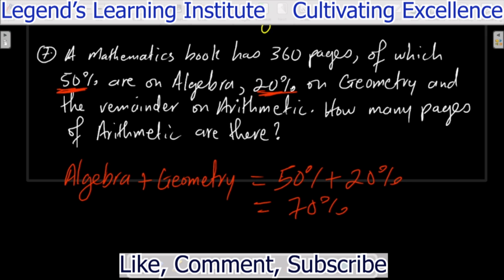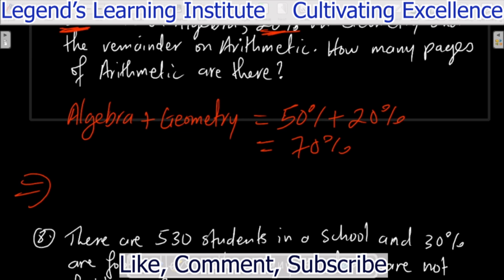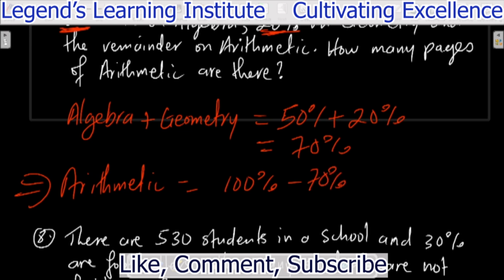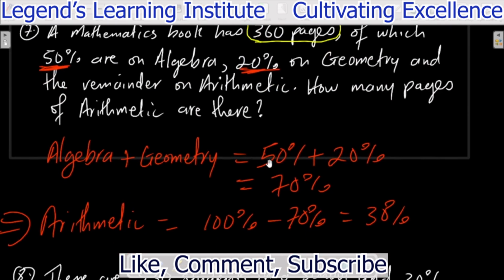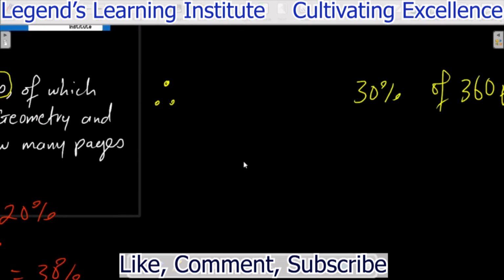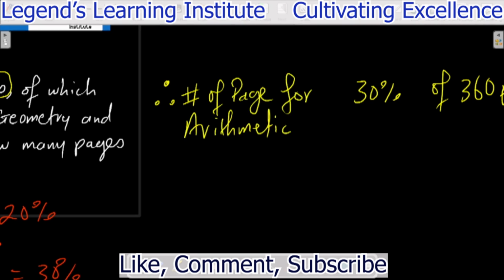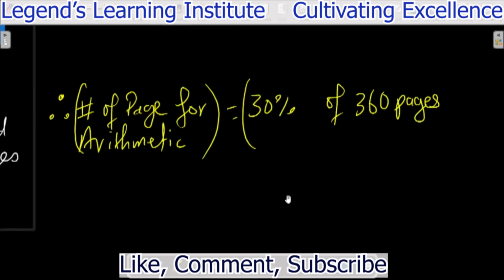So then the other topic, arithmetic, is the remainder. So it follows that arithmetic would be equal to 100% subtract 70%, which is equal to 30%. So 30% on arithmetic. 30% of what? 30% of the 360 pages. So if we find 30% of 360, we would get how many pages of the book were dedicated to arithmetic. Therefore, the number of pages for arithmetic would be equal to 30% of 360 pages.